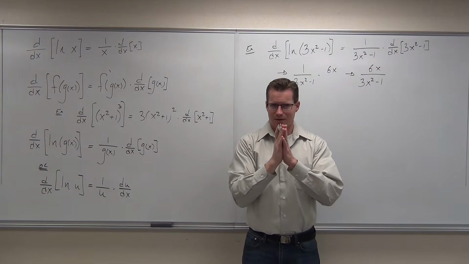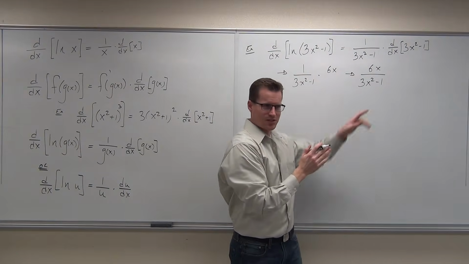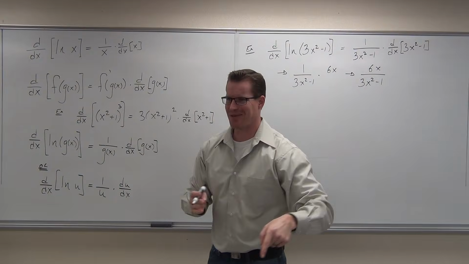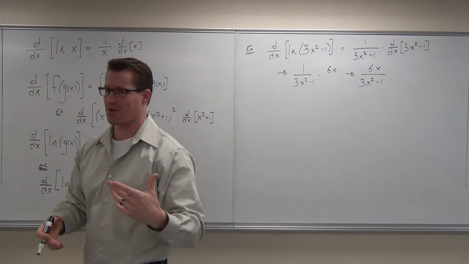Can I simplify anything? Can I start crossing out 6s and 3s? No. It still happens sometimes. I swear I still catch people at this level. Yeah, don't do that. Please don't do that. Unless you can factor out and simplify, we're good.